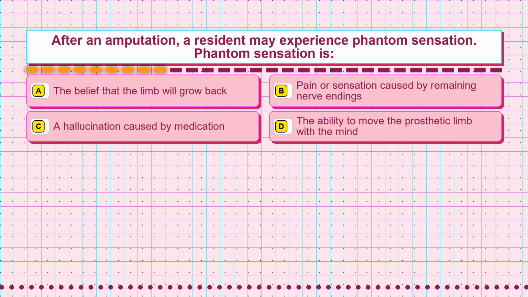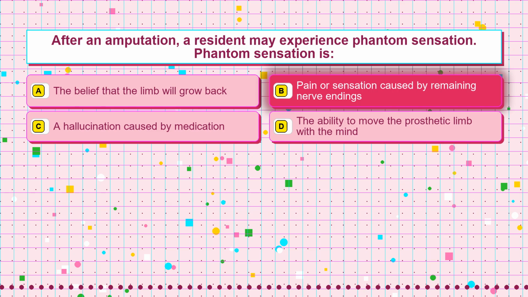Question 29. After an amputation, a resident may experience phantom sensation. Phantom sensation is: Option A. The belief that the limb will grow back. Option B. Pain or sensation caused by remaining nerve endings. Option C. A hallucination caused by medication. Option D. The ability to move the prosthetic limb with the mind.